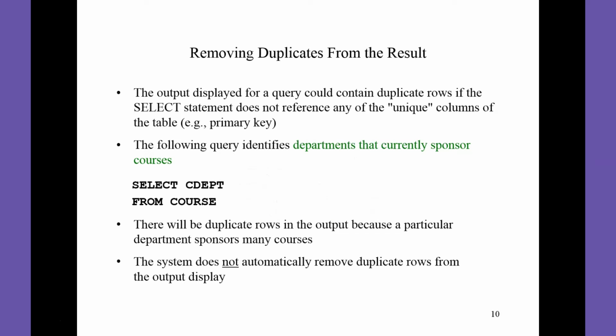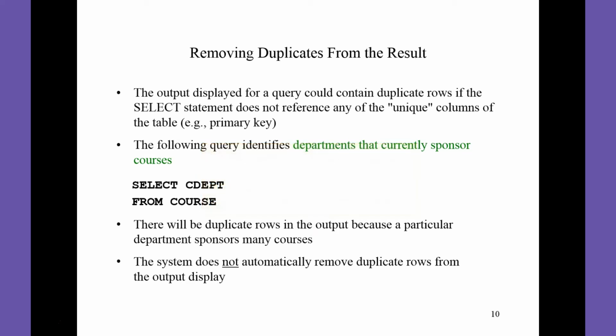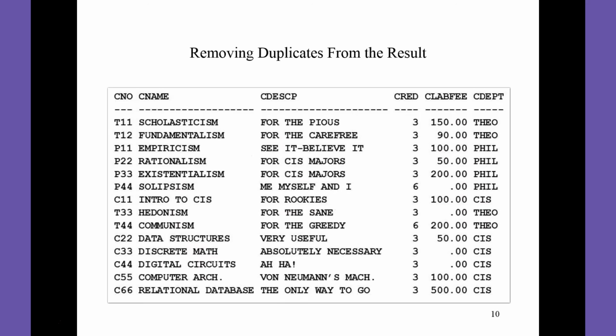So information of this sort is the result of relationships that are captured within a database. That's the purpose of the C department column. It serves to capture the relationship of a department sponsoring many courses, or a course being sponsored by one department. It's a foreign key that represents the one-to-many relationship between these two tables. That's the column from the course table that we'll be examining to answer this particular question.